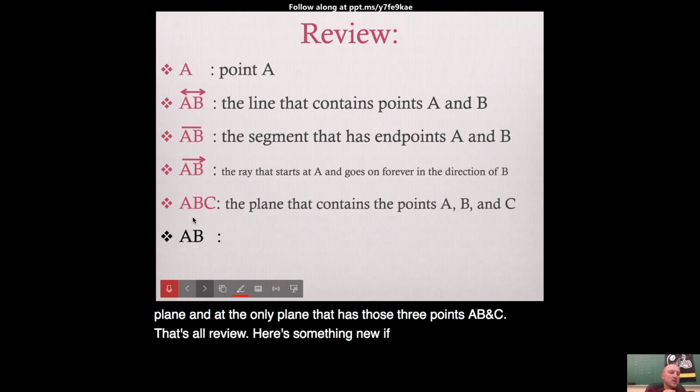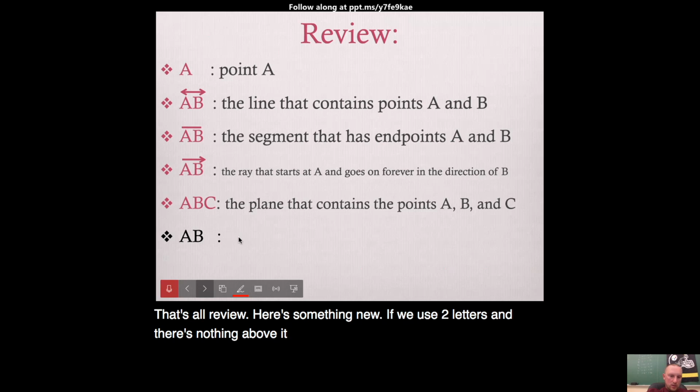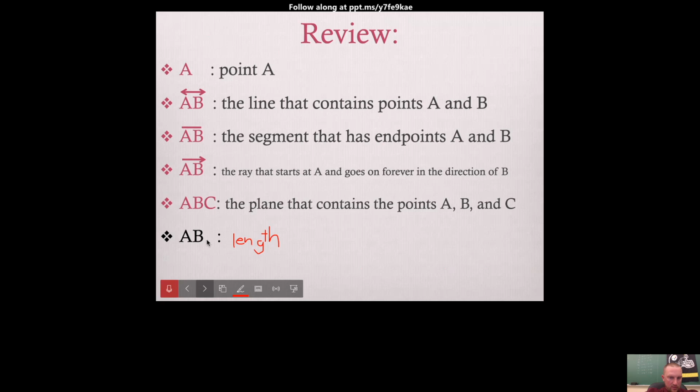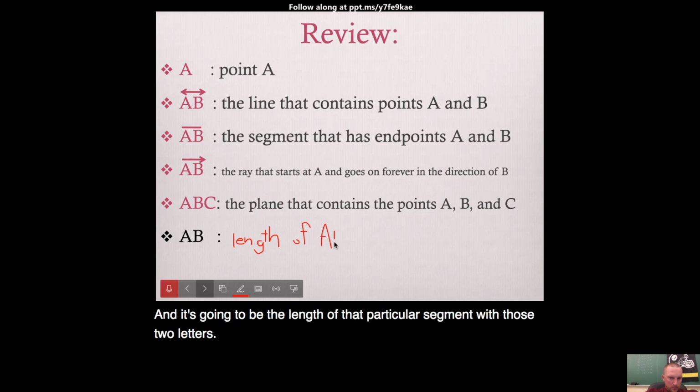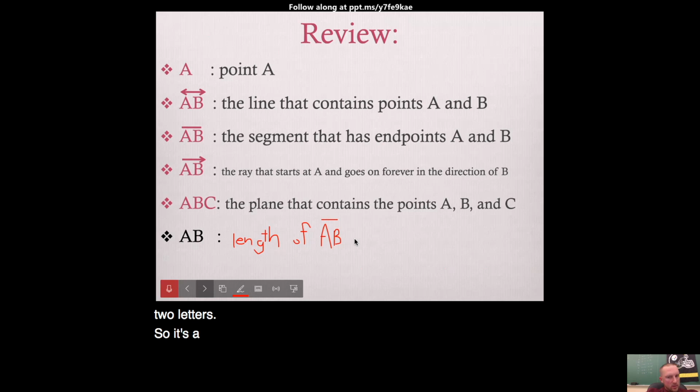If we use 2 letters and there's nothing above it, what does that mean? Well, it means it's a length. And it's going to be the length of that particular segment with those 2 letters. So it's a length of segment AB. So when you see that, that's what it means. Lengths are always going to be positive. So when you see this, you're going to get a positive number for an answer.